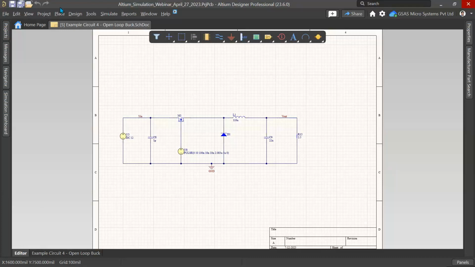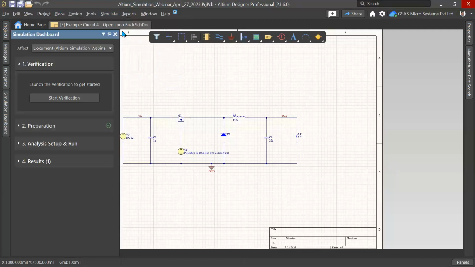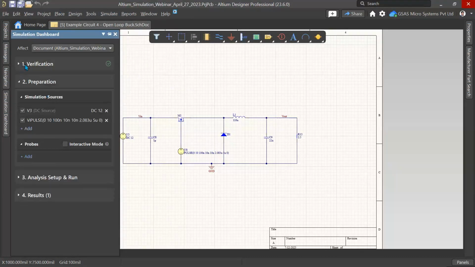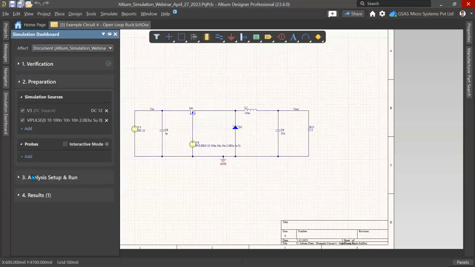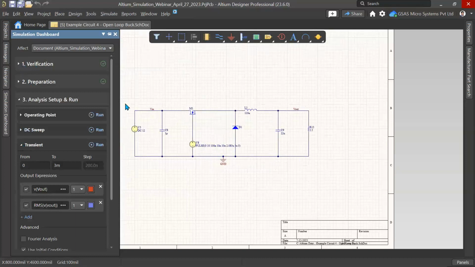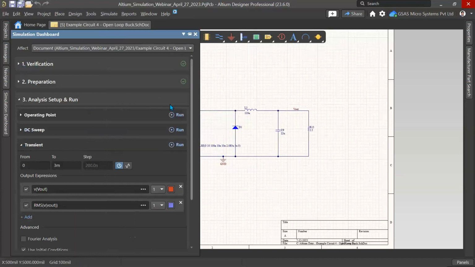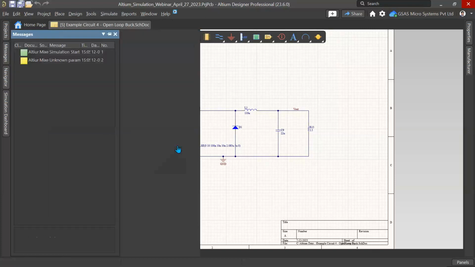Now go to the simulation dashboard, and again we will perform the same process. In verification preparation, you can choose V3 and V4. If you want to add probes, you can, and you can perform the transient analysis. Now we want to see the output voltage and RMS after the design, and run the analysis.